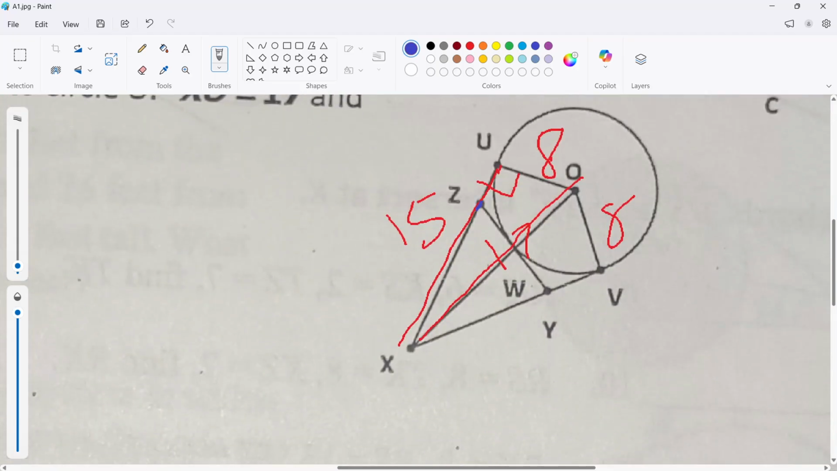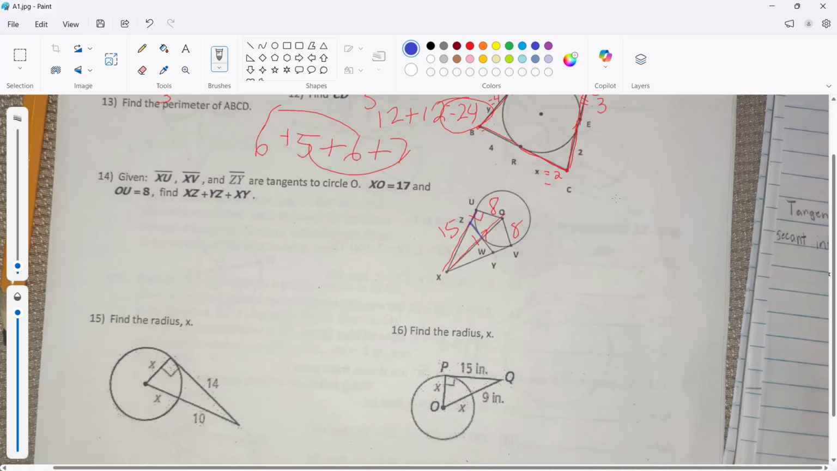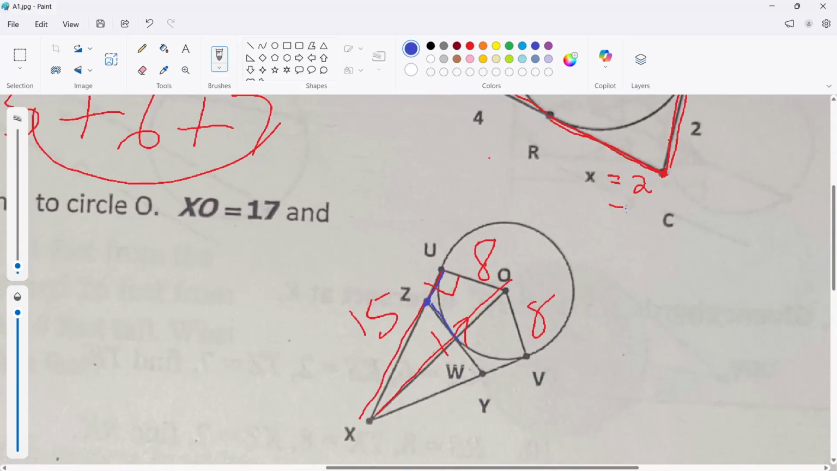So now I'm going to zoom in to show this part, and I'll do this part in blue. Here's a point Z. Z is tangent to the circle at 2 points, because it says in the question that XU, XV, and ZY are tangents. So XU is a tangent, XV is a tangent, and ZY is a tangent. It touches at 1 point. So ZU and ZW are the endpoints of the two tangent lines from the same point Z. That means they're the same. So ZU equals ZW.